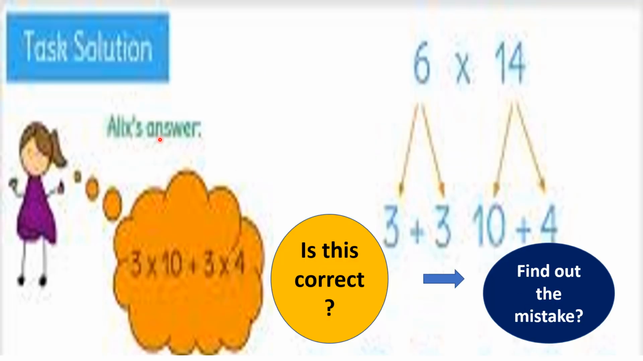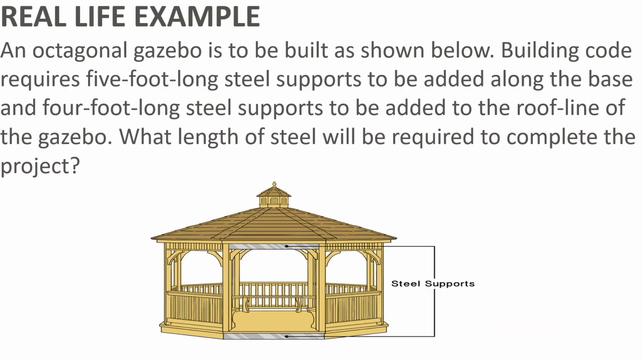And see, this question is very interesting. This is a task solution. She has given the question as 3 into 10 plus 3 into 4. And she has written it like this: 6 into 14. 6 she has distributed as 3 plus 3, and 14 as 10 plus 4. You have to see whether this is correct and find out the mistake, whether she has applied the correct distributive property. Very interesting sum is given over here.